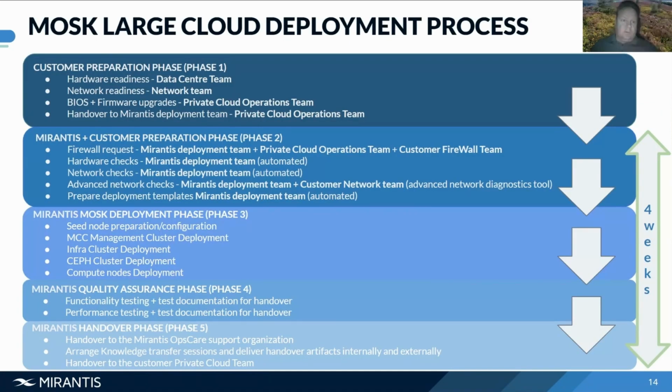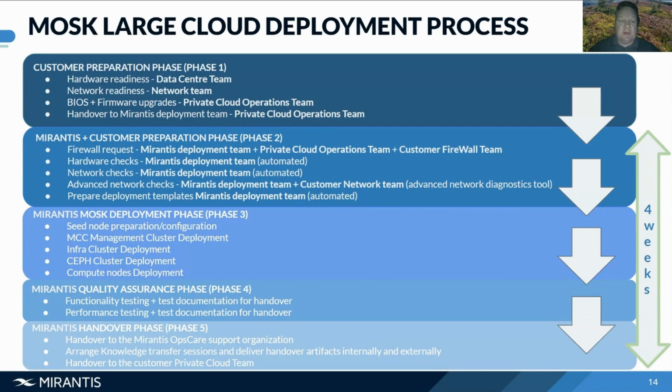What does it take to deploy a large cloud from MOSK? Basically, we have 5 phases. Phase 1 is the customer preparation phase. The second phase is in combination with the customer, working closely together. From there on, we start the actual deployment, and that is phase 3. After this deployment phase, we go into quality assurance, which is phase 4. Then phase 5 is the handover phase. This is very important. This is when we are done as the Mirantis deployment team.